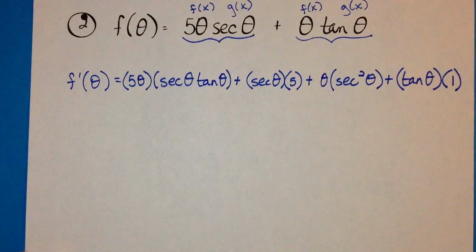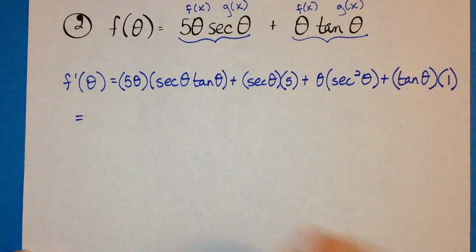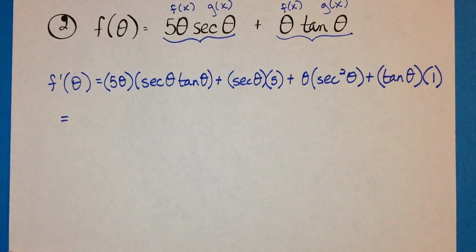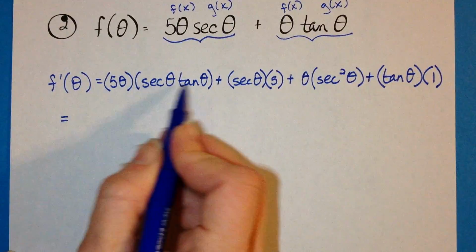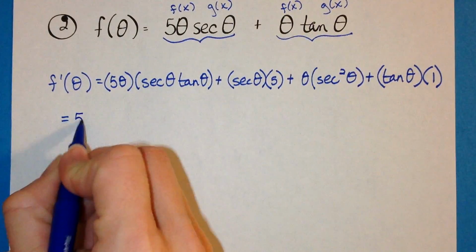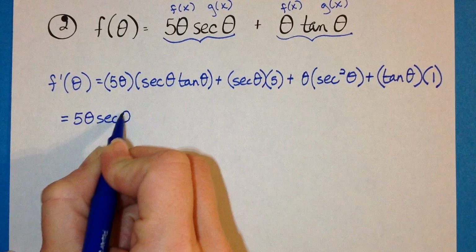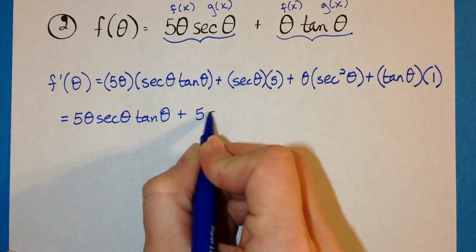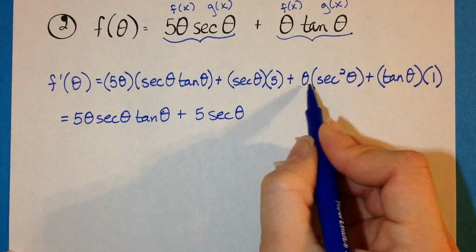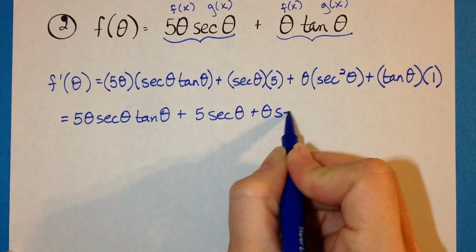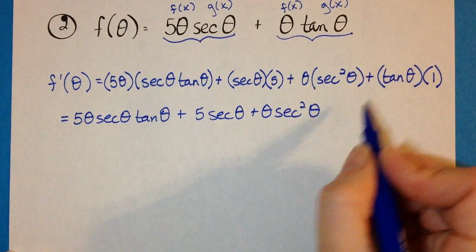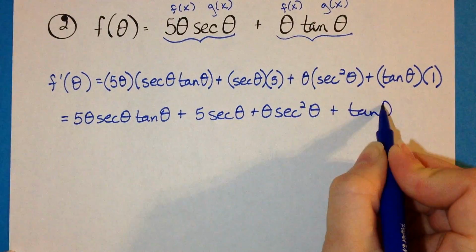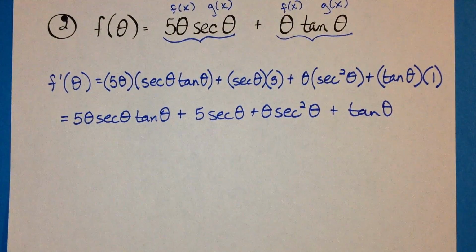Okay, so let's just kind of rewrite this so we don't have so many parentheses to have to look at, and then we'll figure out what we can do. So I actually could just drop parentheses. All this is just being multiplied. So 5 theta times secant times tangent plus, and this part would just be 5 secant. And here I would have theta times secant squared. And of course this would just be tangent. Now when I go to look, like do I have anything in common? I don't have something that is common to all 4 terms. So that's actually your answer for this one.